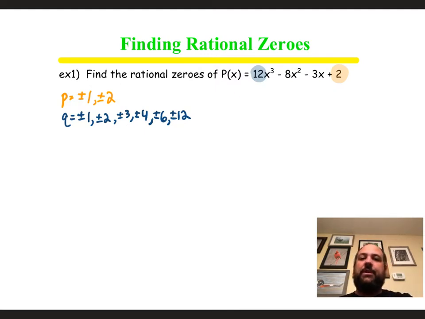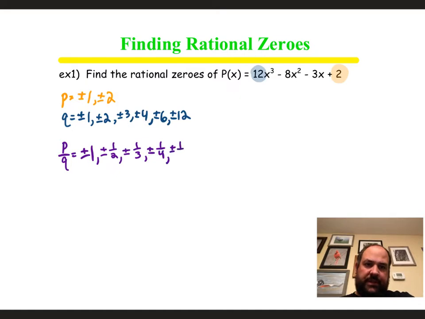So now that I have those, I'm going to generate p over q, because these are going to be the numbers that actually could be solutions. The easiest way to do this is to pick one of your p values and start with that as the numerator and put that over all of your possible denominator values. So I'll start with 1, and we could do 1 over 1, so we have plus or minus 1. Then 1 over 2, so plus or minus 1/2, plus or minus 1/3, plus or minus 1/4, plus or minus 1/6, and plus or minus 1/12.